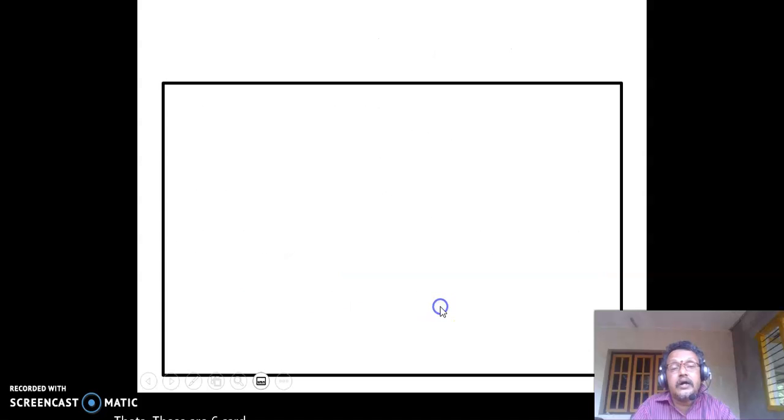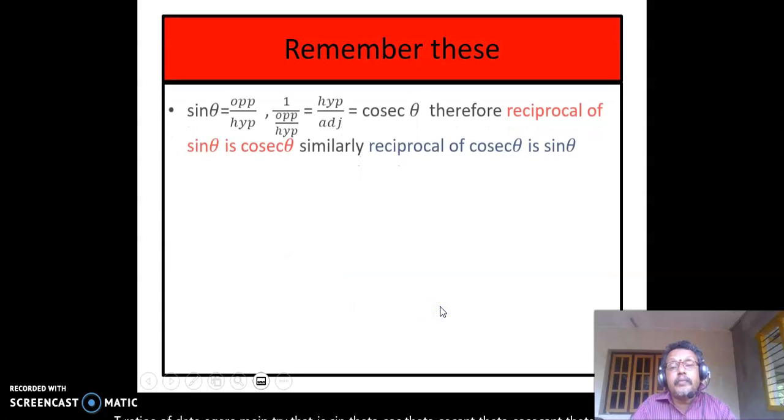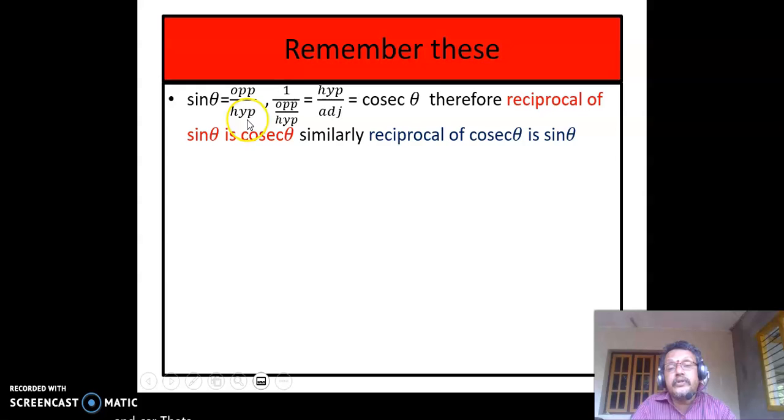Now remember this, sin theta equals opposite by hypotenuse. Therefore we can write 1 by opposite by hypotenuse. Then you will get hypotenuse by opposite, that is cosecant theta. So the reciprocal of sin theta is cosecant theta. Similarly, the reciprocal of cosecant theta is sin theta. So sin and cosecant are reciprocal to each other.